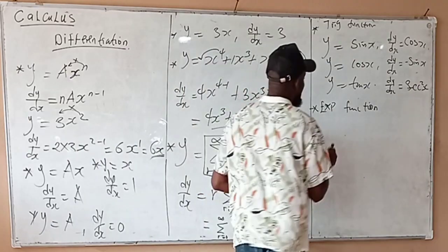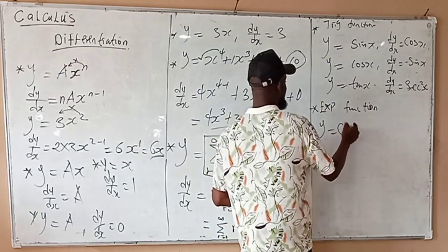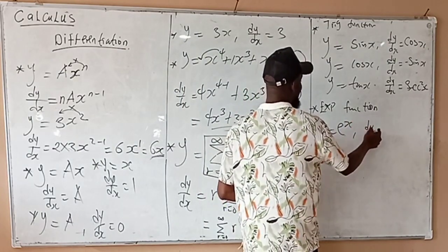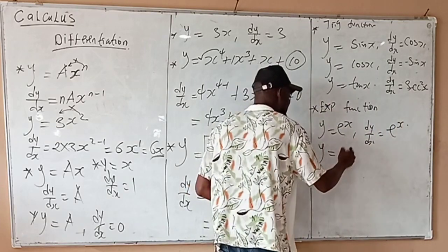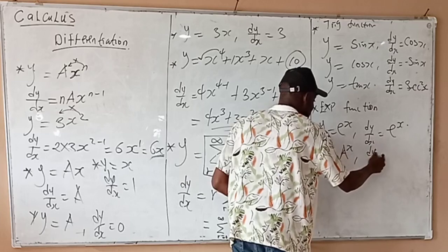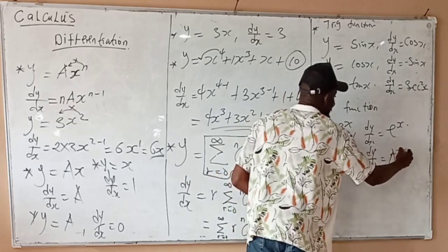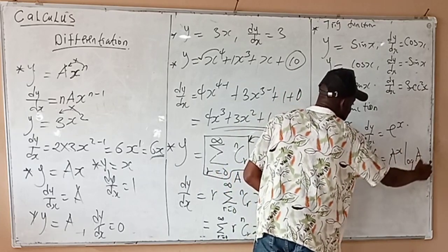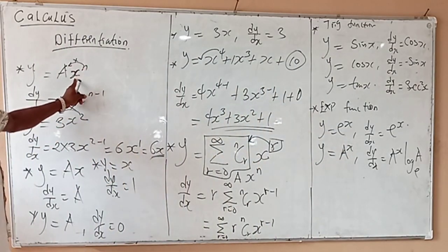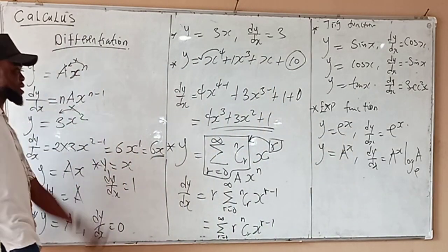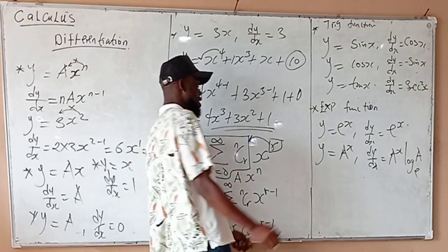So let's look at exponential. Let's say y is equal to exponential x. The dy/dx is equal to what? Exponential x. If y is equal to a raised to power x, what is the dy/dx of this? It is a raised to power x times log a to the base e. In this case, x will not be the power; x will be the power, not the coefficient. If x is the power, automatically it will be called an exponential function.